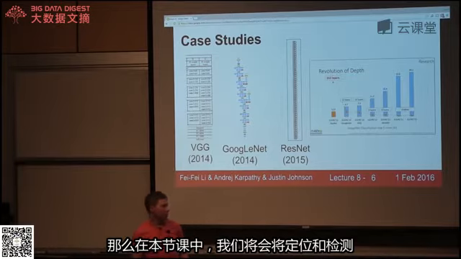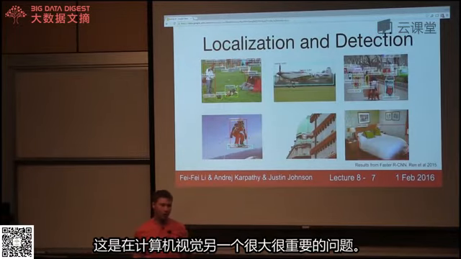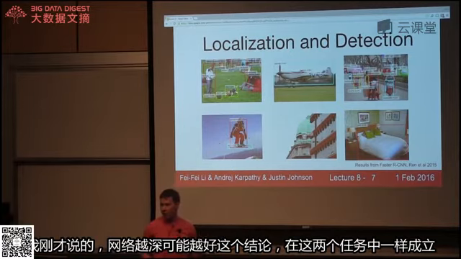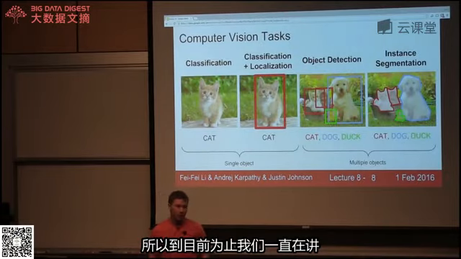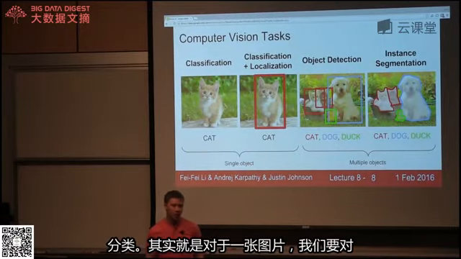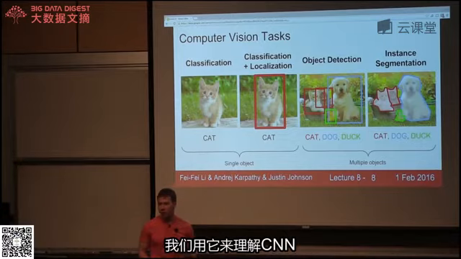So now in this lecture, we're going to talk about localization and detection, which is another really important problem in computer vision. And this idea of deeper networks doing better, hint, we'll revisit that a lot in these new tasks as well. So far in the class, we've really been talking about classification, which is, given an image, we want to classify which of some number of object categories it is. That's a nice basic problem in computer vision that we're using to understand ConvNets.